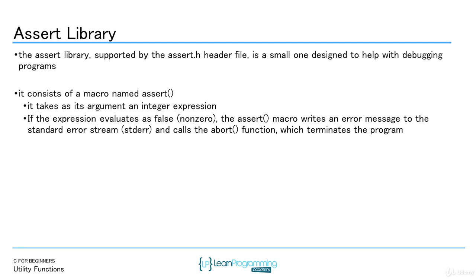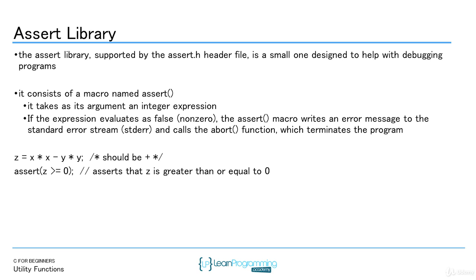There's an assert macro that you're going to use, and it takes an argument such as an integer expression. If the expression evaluates to false, the assert macro writes an error message to standard error stream and calls the abort function. So your program will terminate. So you can put something in your code that basically says something like this. You can say z is equal to x times x minus x times y. And then you can assert that z is greater than or equal to 0. If that returns false, your program is going to exit.